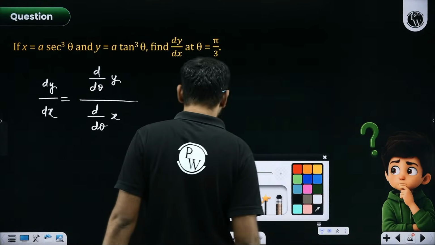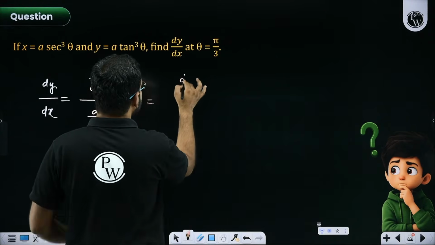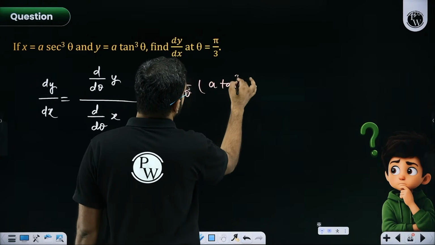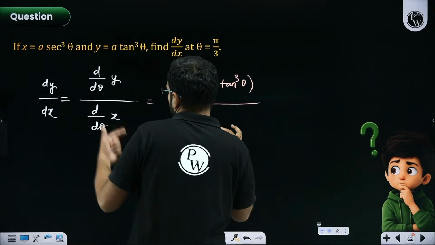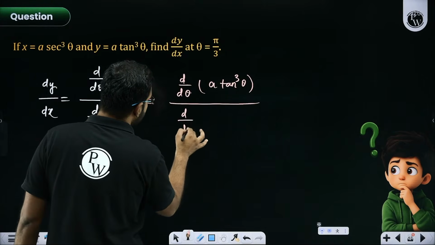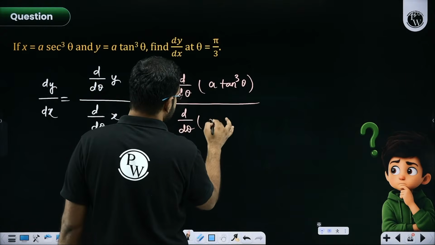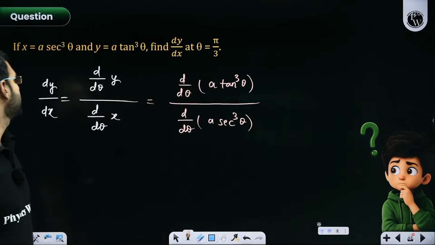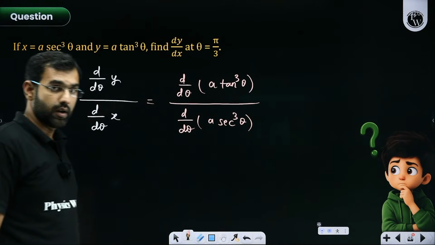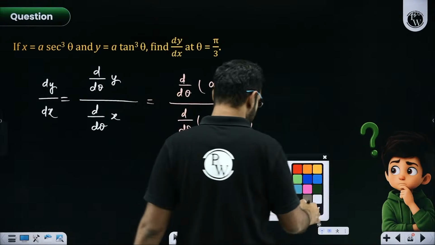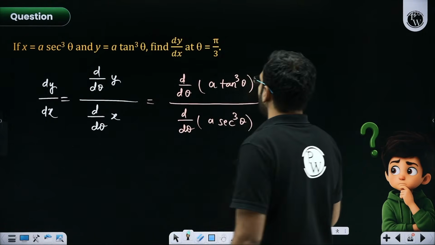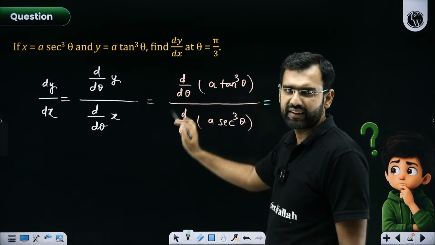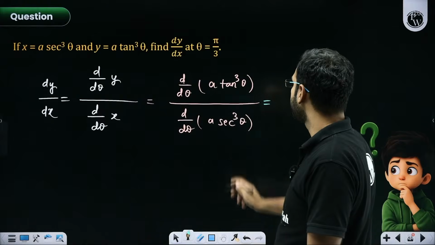So there what we notice is d theta of y. What is y? y is a tan cube theta. And d theta of x. What is x? That is a sec cube theta. Correct me if I'm wrong. Everybody processed it comfortably? Great, Sachin. That's brilliant. So with this, if I now use chain rule, I hope you realize a is constant, so this a comes out, this a comes out, that gets cancelled. So I don't have to worry about that.